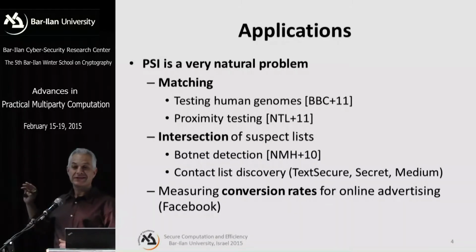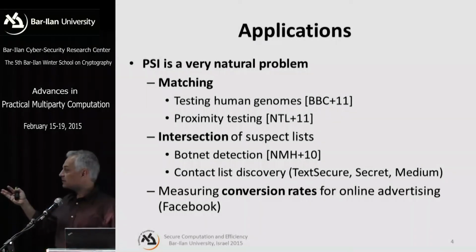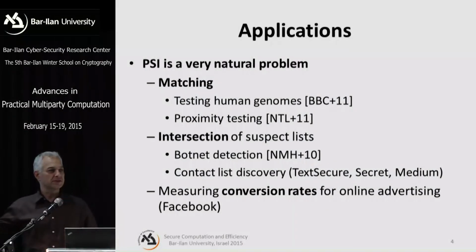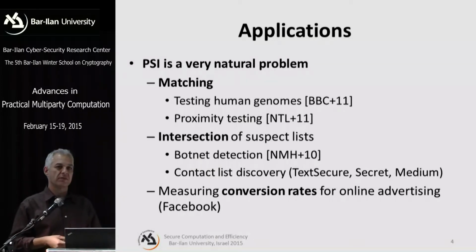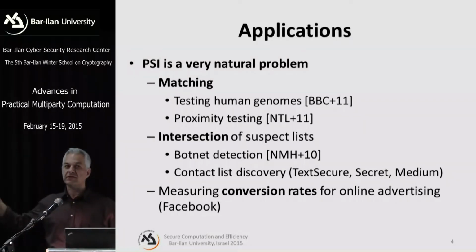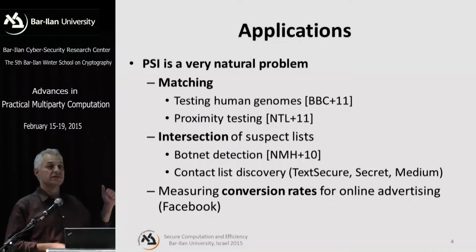Okay, so contact list discovery. These are names of three startups, pretty well known ones: TextSecure for messaging, Secret for posting anonymous messages about your friends, and Medium, a blogging company. Essentially, when you join these services, they want to see which of your contacts are already members of the service, because then they can provide you with information which is more targeted towards you. However, if they care about privacy, and these specific applications do care about privacy, they don't want to learn the sets of your contacts. They just want to learn which of your contacts are already members of the service. So they use some protocol for set intersection.